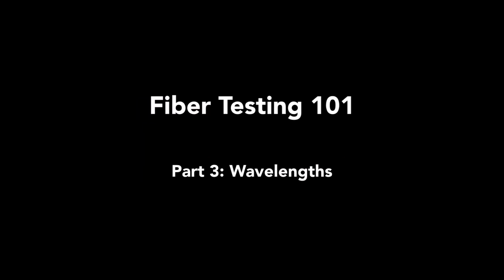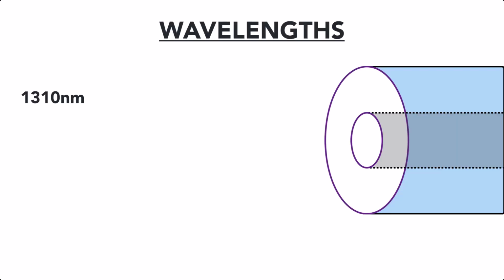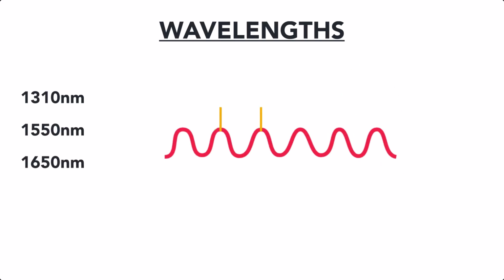Wavelengths. So for us, when we're talking testing equipment, wavelengths are critical. We have different wavelengths traveling down this core: 1310, 1550, or 1650. That is the actual measurement from peak to peak. All right, now we're going to try to connect one more dot here, going to testing.